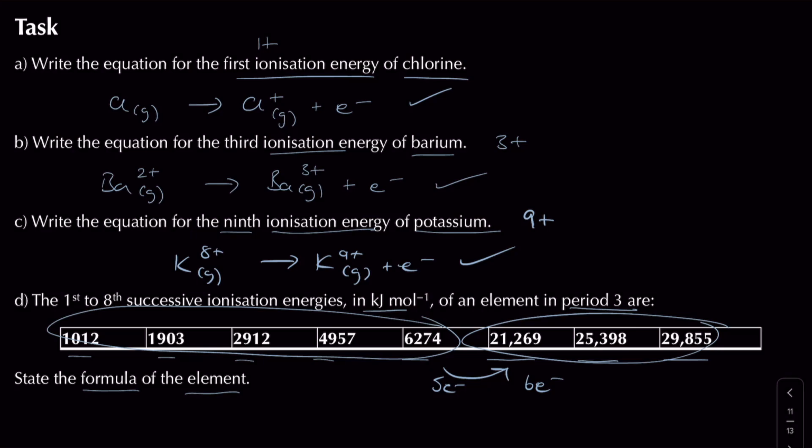that sixth electron is from a shell close to the nucleus. So from the question, we know it's going to be in period 3. We know it's going to be in group 5. And so, looking at our periodic table, our answer is going to be phosphorus itself. So moving on to the next task then.